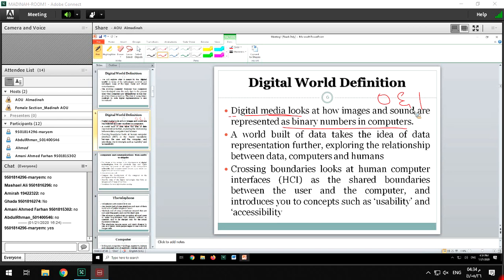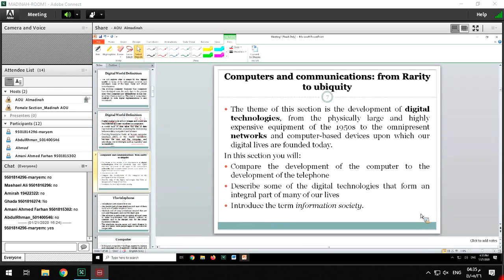Now, we as human beings need to interact with computers. That's where human computer interface, HCI, comes in. It is the sharing of boundaries between the user and the computer. That introduces the concept of usability and accessibility of computers. What is usability? What is accessibility of computers? HCI talks about how easy it is to use computers, an interface between the human and the computers. That we will look at in this course also.